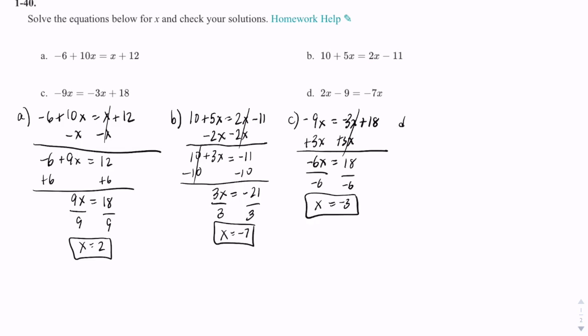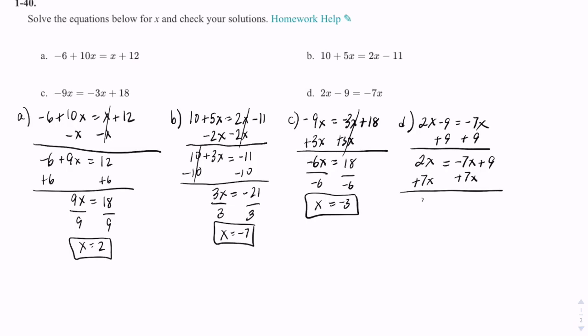And the last one, D, I have 2x minus 9 equals -7x. I'll add 9 to both sides, and I get 2x equals -7x plus 9, and I'll add 7x to both sides, and I have 9x equals 9, and then we divide both sides by 9, and I get x equals 1.